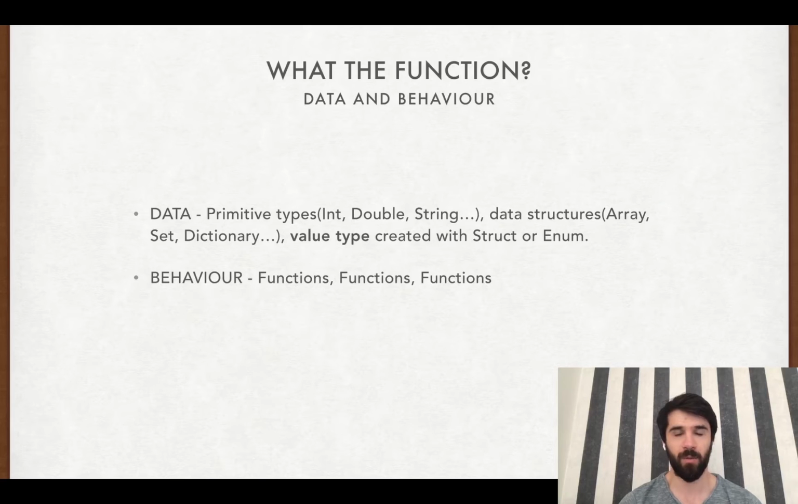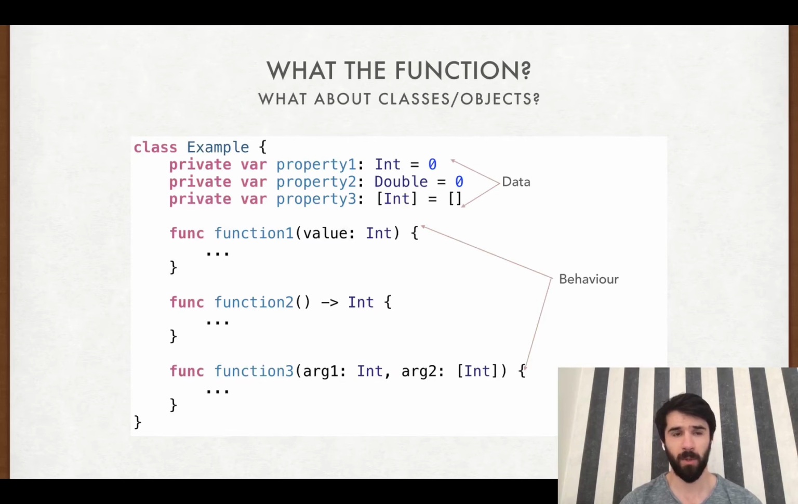If a struct or enum contains behavior, then it's no more a value type. It's more like a class, and, spoiler for the next slides, it will act more like an object and not necessarily as a value type. And then what about classes?